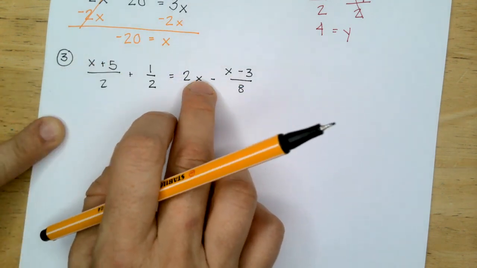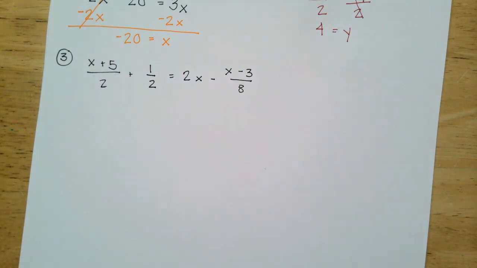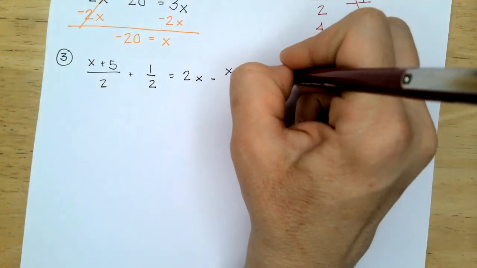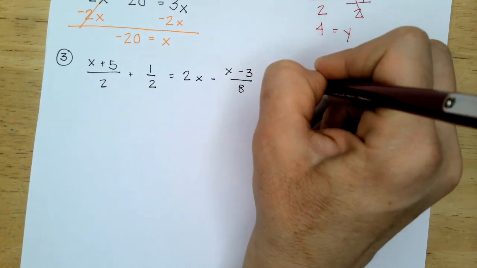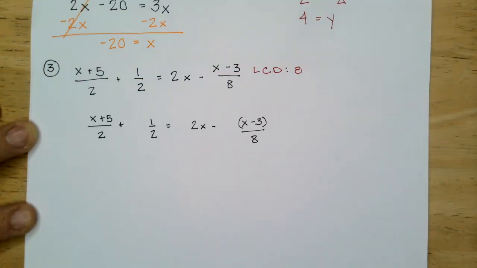Okay, this is just a 1, right? There's no fraction. 2, 2, and 8, you can divide 8 by 2, you can divide 8 by 8. So we're going to use 8 as our least common denominator. It's 8. Okay?